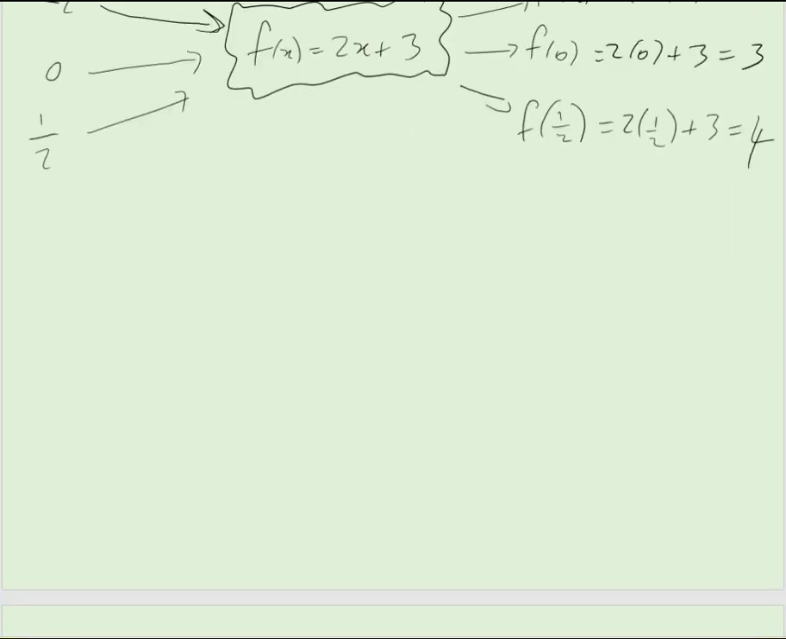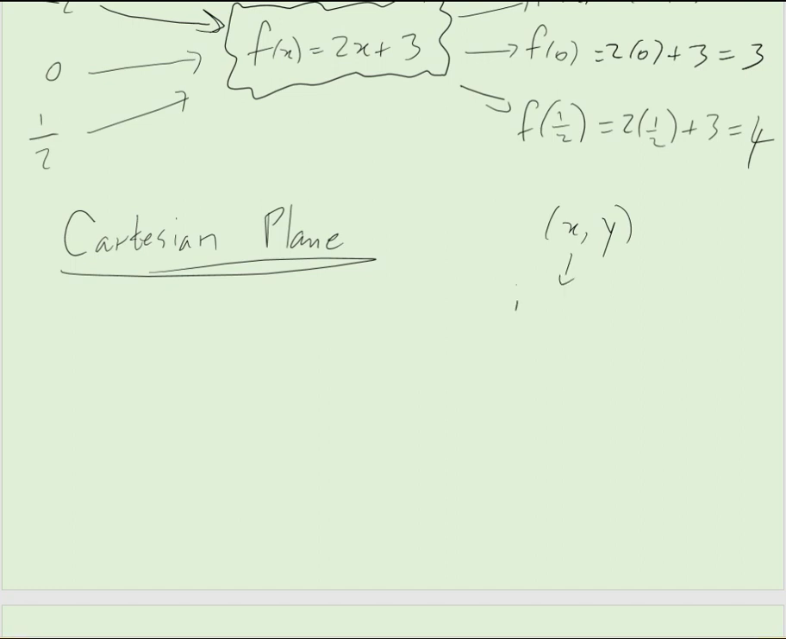Now we often want to plot or at least represent this function graphically, and what we do is we use the Cartesian plane, and I'll use the Cartesian xy coordinates. By convention, we write x first and then y. X is the independent variable and y is the dependent.